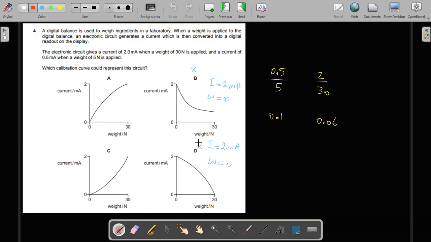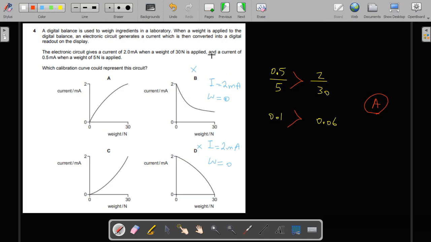We have 2 points in the question. We can find gradients when current is 0.5 milliamp and weight is 5. And we can see that 0.5 divided by 5 is more than 2 divided by 30. So it means C also is wrong, because in C gradient is increasing, but as we can see, when current increases, gradient decreases according to this inequality. So that's why A is right.